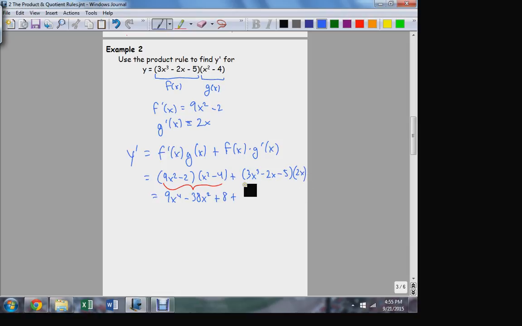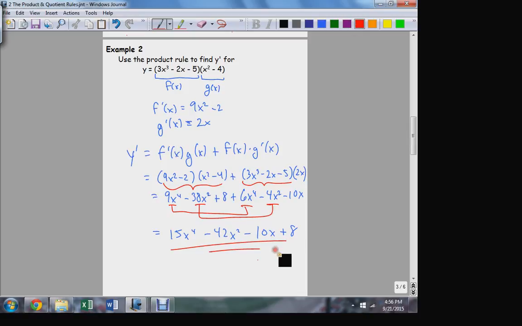2x times, and then in the second position I just distribute 2x times x cubed, 2x times 2x, 2x times 5. So there's that piece of it. And now I'll go through and collect like terms here and here, here and here. So in the end, 15 minus 42, and then I've got two terms left over that don't match up, minus 10x plus 8.